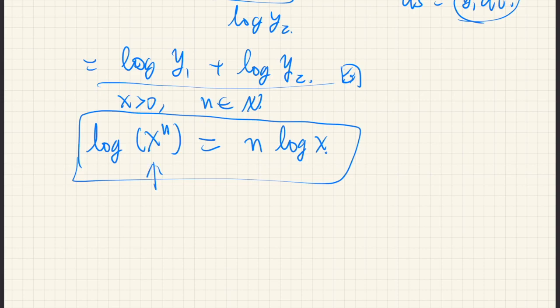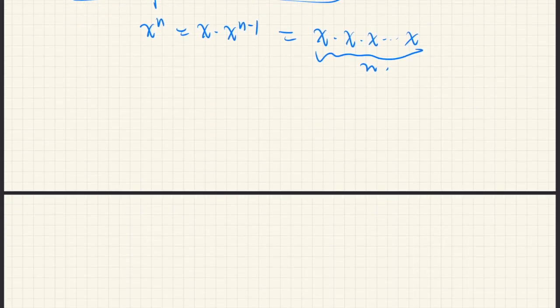The hint is x to the power of n is x times x to the power of n minus 1. Or if you continue this, this is just x times x times x times x, n times. And yet another corollary is log of 1 over x is equal to negative log of x.